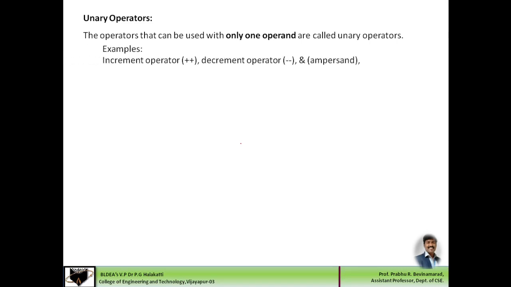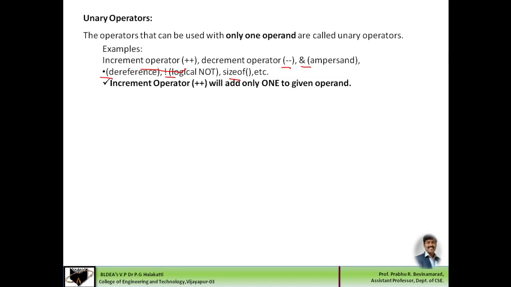So for example, this is called the increment operator, and this is called the decrement operator, and this is an ampersand operator, and we have a few more operators. So this particular dot is called the dereference operator. We have the logical not operator and sizeof operator. So all these operators will take only one input, only one operand, and a particular operation will be performed on that operand.